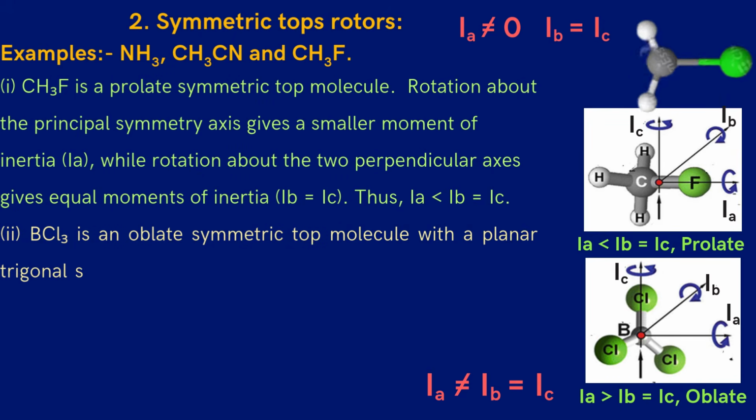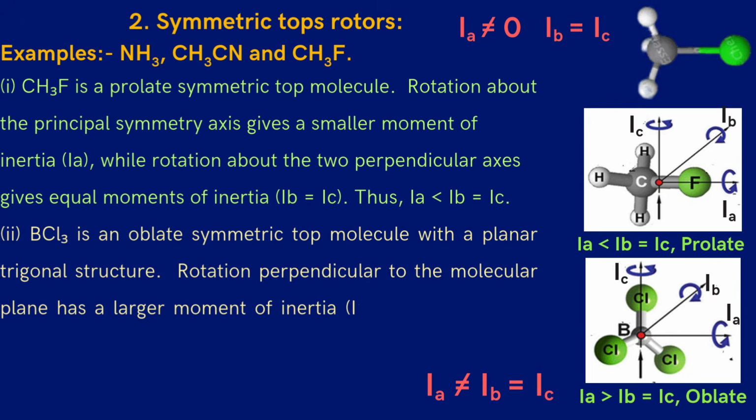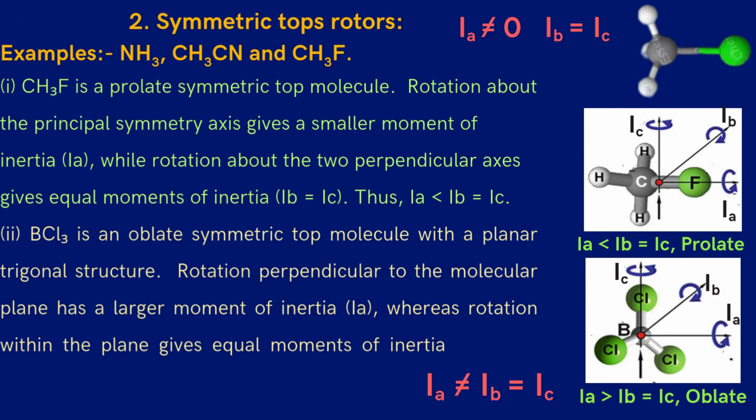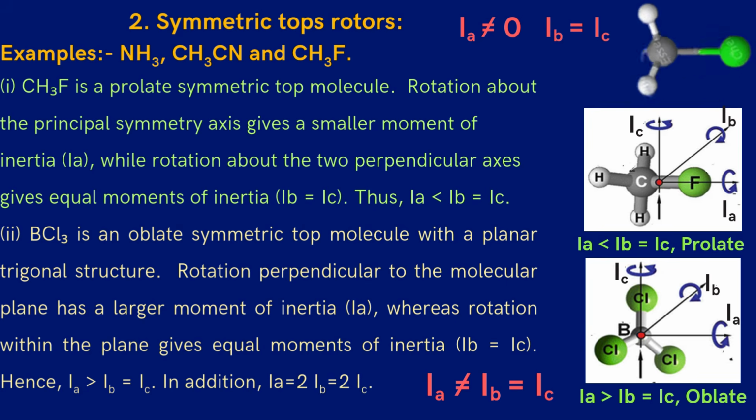Take another example of BH3, an oblate symmetric top molecule with a planar trigonal structure. Rotation perpendicular to the molecular plane has a larger moment of inertia, Ia, whereas rotation within the plane gives equal moments of inertia, Ib equal to Ic. Hence, Ia is greater than Ib, equal to Ic.